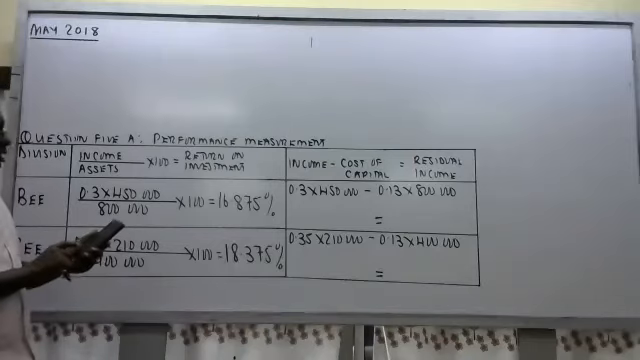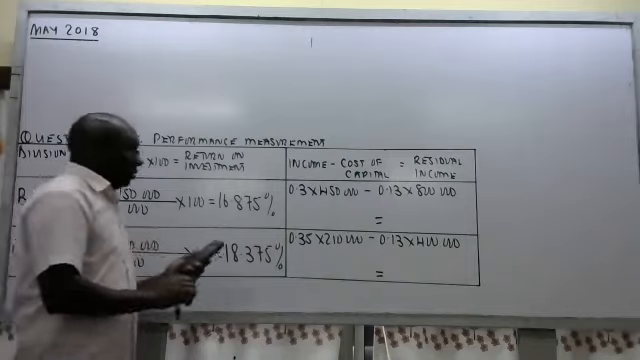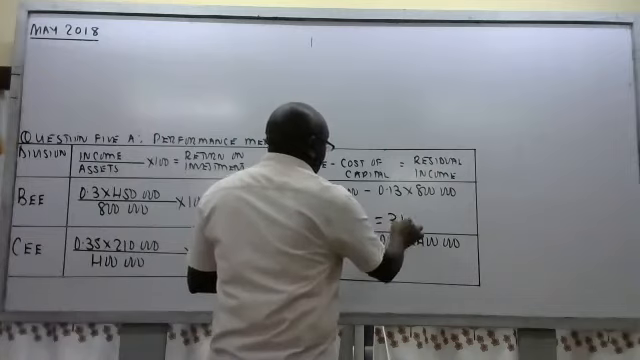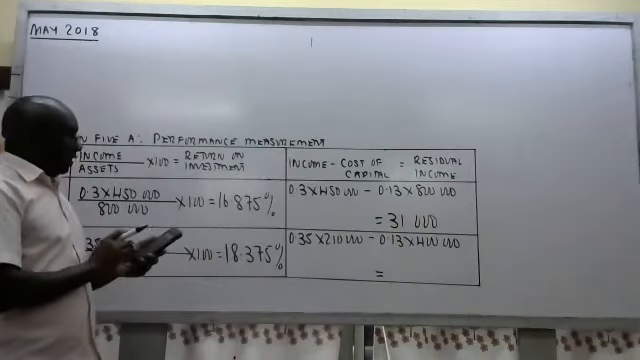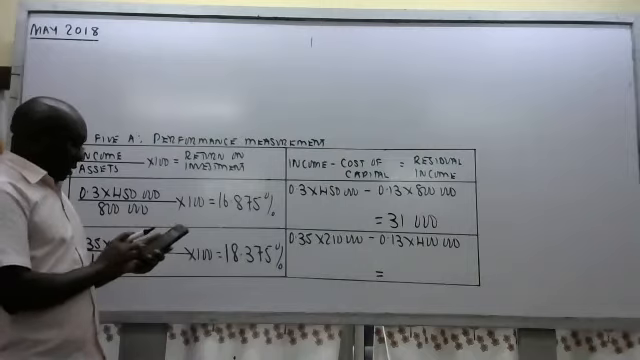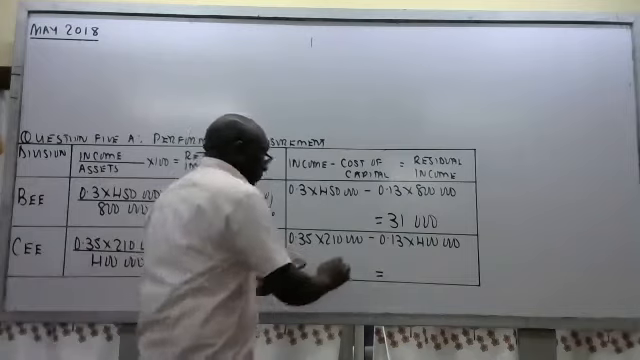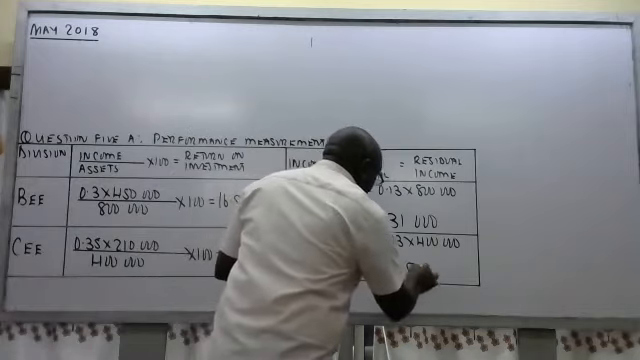So 0.3 times 450 minus 0.13 times 800 is 31,000. 0.35 times 210 minus 0.13 times 400 is 21,500.